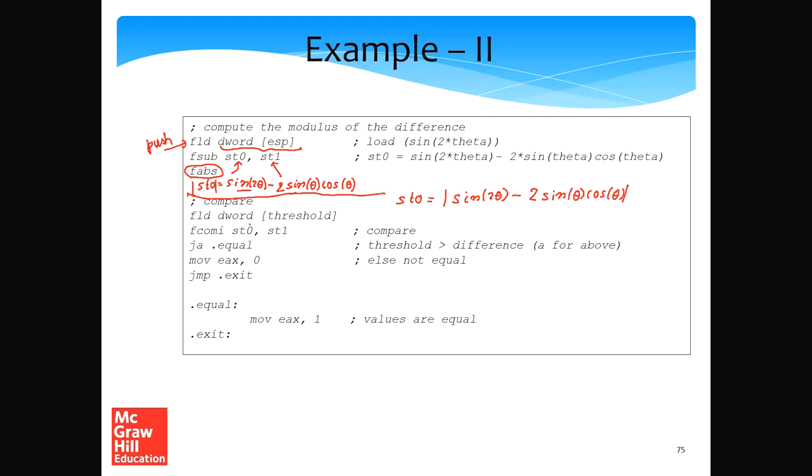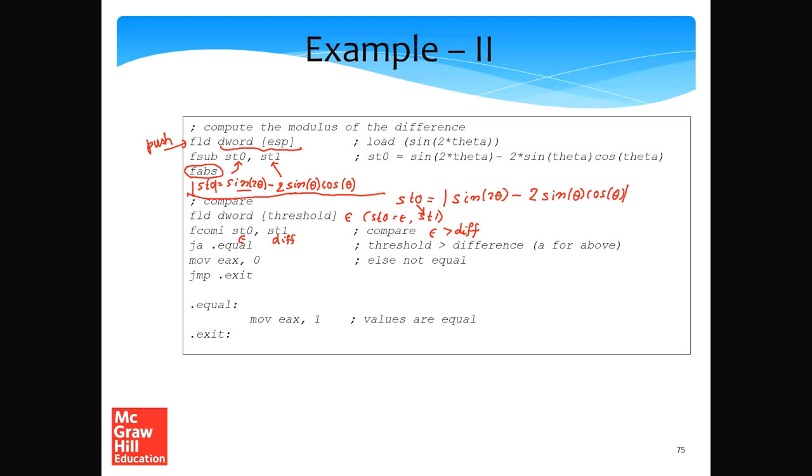Alright, so now let's do one thing. Let us read in the value of the threshold, which is the value epsilon, the maximum possible deviation between two quantities that are deemed to be equal. When we load its value, it will get loaded to st0. So st0 will contain epsilon, and the new st1 will contain the previous contents of st0, because we just pushed the stack, which is this difference. So let us compare st0, which is epsilon, and st1, which is the difference. Ideally, we want epsilon, the threshold, to be greater than the difference.